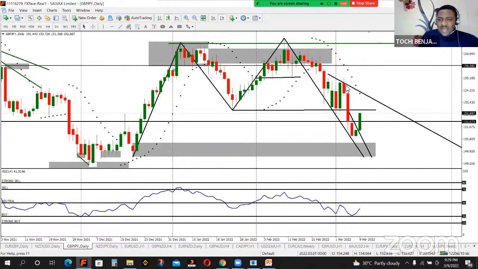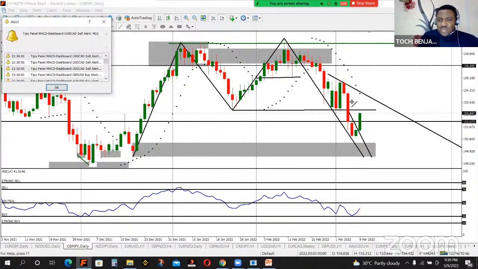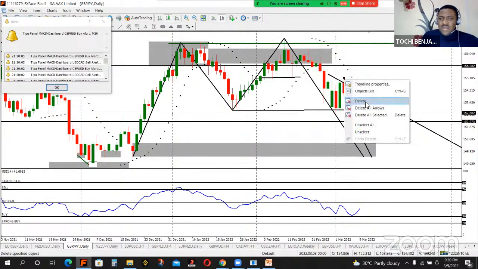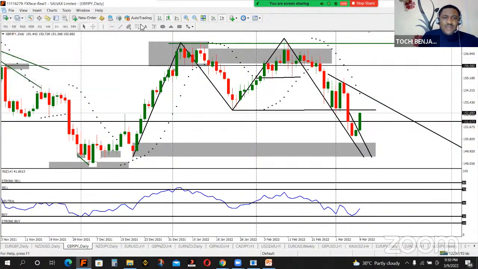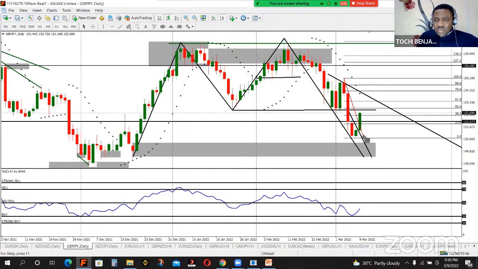Now, look at it. This market has done this swing. Look at the swing. The swing is from here to this place. That's the swing. Now, what will I do? Let me get my Fibonacci. I'll drag my Fibonacci from here to this point.